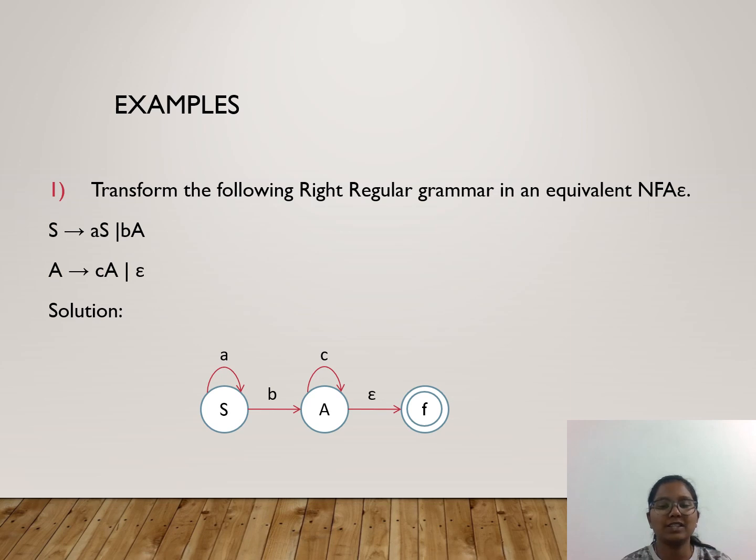There are three states, in which two states are normal and one is a final state. On giving the input small b to S, it goes to A, and S has a self loop on a. On giving epsilon to capital A, we reach the final state, and on inputting c to capital A, we reach the A state itself.